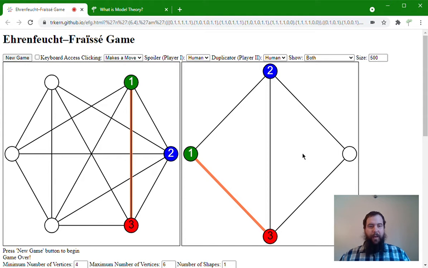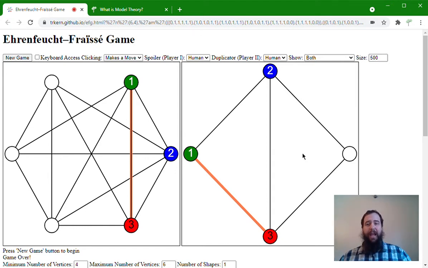So let's talk about strategy. Spoiler's goal is to end the game as quickly as possible. And duplicator's goal is to keep the game going for as long as possible. Duplicator wants to take advantage of the similarities between the 2 graphs. If there's a graph isomorphism, which is kind of the extreme version of the 2 graphs being similar, then duplicator can just play according to the isomorphism and run out the vertices. And if you allow picking the same vertex twice, then duplicator can play forever.